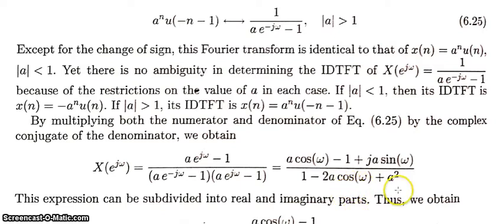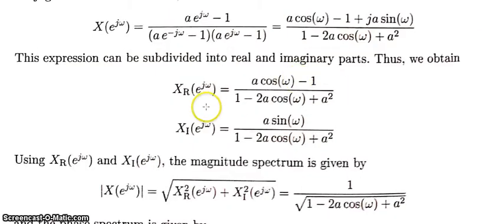Okay, so they have made use of that relationship, and if you consider, see, the denominator is purely real. In the numerator we have a real part and an imaginary part. Therefore we can write the real part of X of e raised to j omega, which is Xr of e raised to j omega, then that is a cos omega minus 1 by the denominator, and the imaginary part is a sin omega by the denominator.